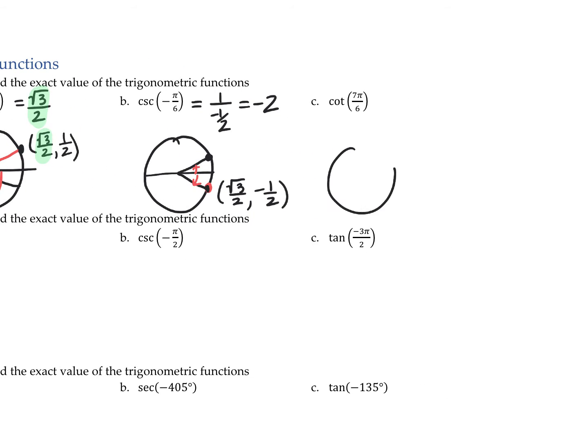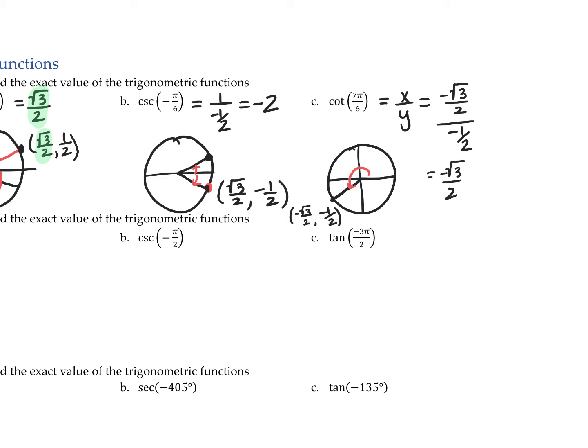Okay, and then finally we have cotangent of 7 pi over 6. 7 pi over 6 isn't anything weird. It's on the unit circle. You're looking at the radian measure, so 7 pi over 6 is right here. My x is negative root 3 over 2. My y is negative 1/2. Cotangent is the x over y, so negative square root of 3 over 2 over negative 1/2, which we can invert and multiply. Cancel the 2's, and we get a positive square root of 3.